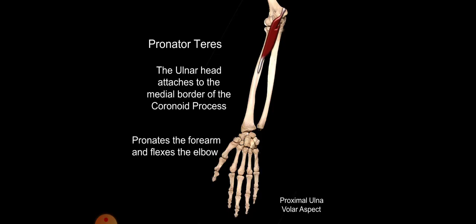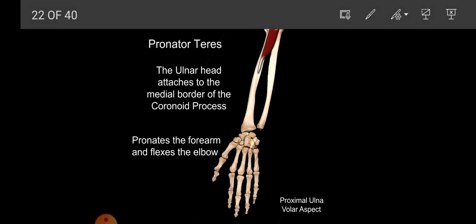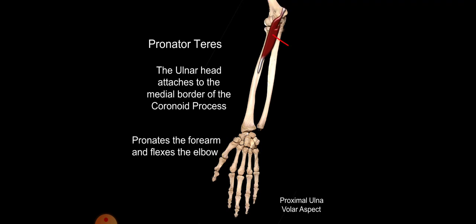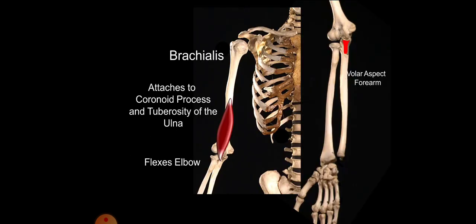So this is the pronator teres arising from the medial epicondyle of humerus as well as from the medial margin of the coronoid process of ulna. And it is inserting on the middle 1/3 of the lateral surface of radius. So this is the pronator teres.